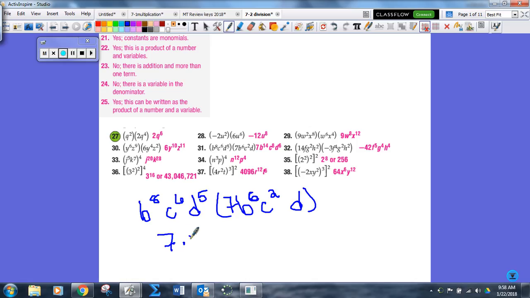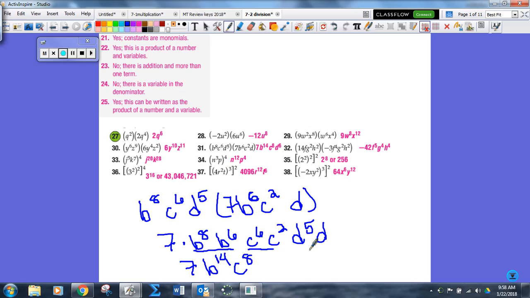So I have 7 times b to the 8th, b to the 6th, c to the 6th, c squared, d to the 5th, d. 7 times 1, which is essentially in front of here, is 7. These have like bases, b, so I keep the base and add the exponents. Like base is c, keep the base, add the exponents. Like base is d, when it doesn't have an exponent, there's an exponent of 1, so I keep the base and add the exponents. So that gives me 7b to the 14th, c to the 8th, d to the 6th.